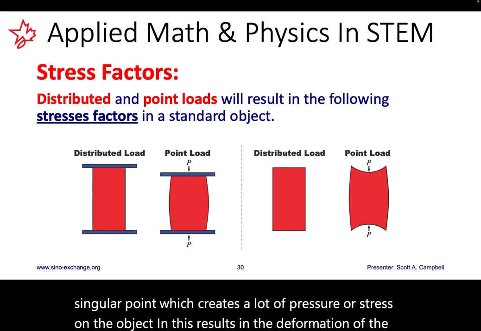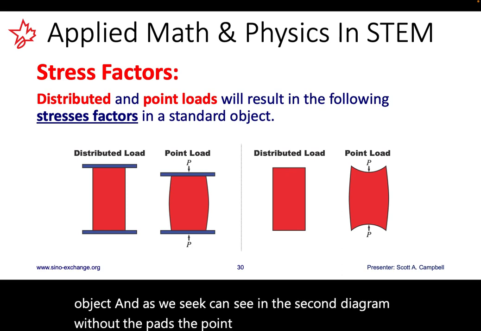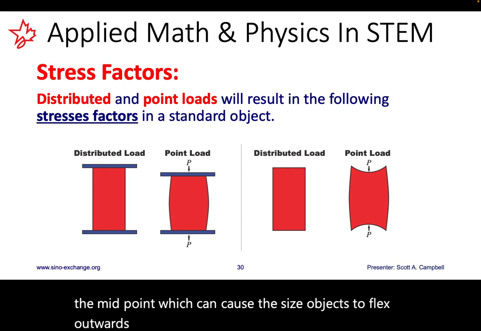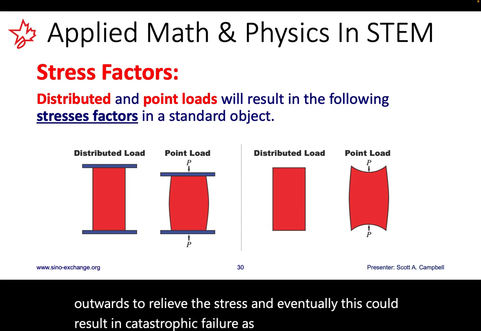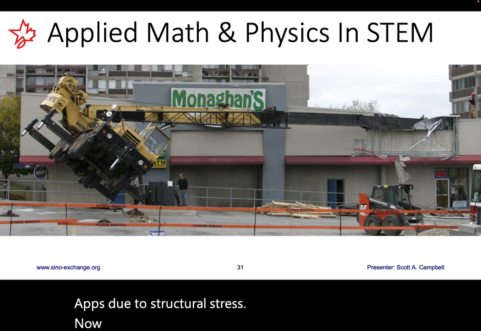And as we can see in the second diagram without the pads, the point load compresses the midpoint, which can cause the sides of the objects to flex outward to relieve the stress. And eventually this could result in catastrophic failure as the support columns collapse due to structural stress. Now you might ask, why is this important?